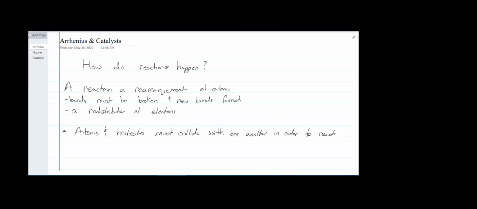So got to actually have contact, collision. In that collision, there must be sufficient energy. Sufficient energy must be available to break bonds that need to be broken.